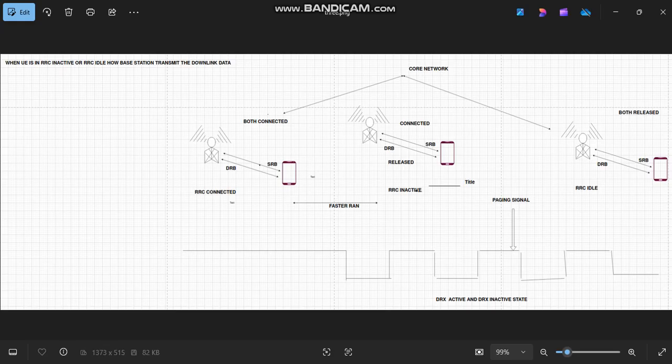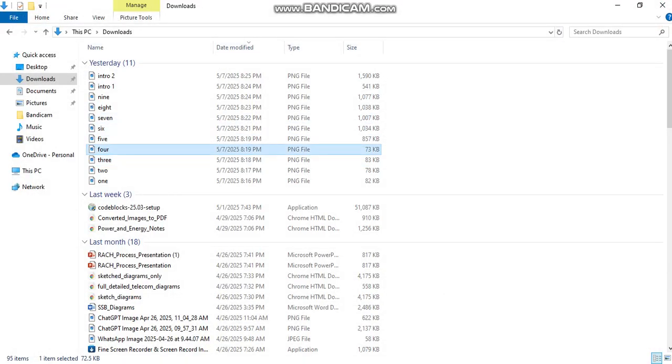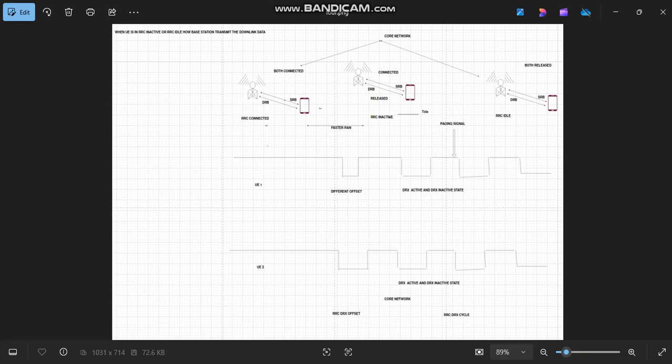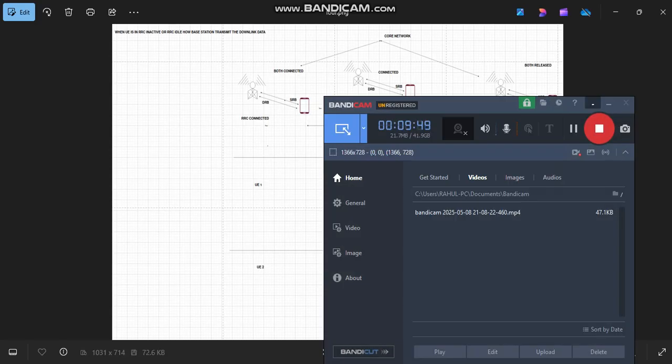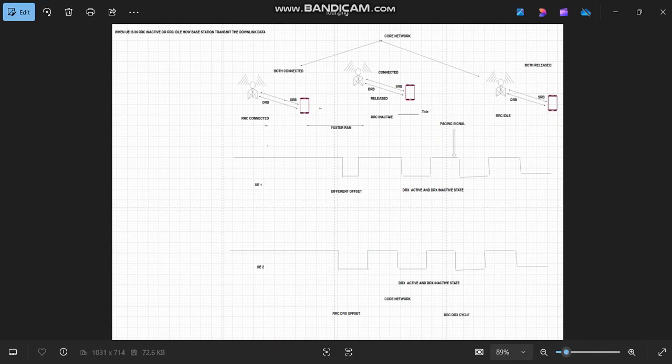This is how the energy of your mobile or your user equipment, whatever is your mobile set, this is how the power of your mobile is saved by this DRX active or DRX inactive state. But if we think in a broader perspective, when the UE is in RRC inactive or RRC idle, how does the base station transmit the downlink data?